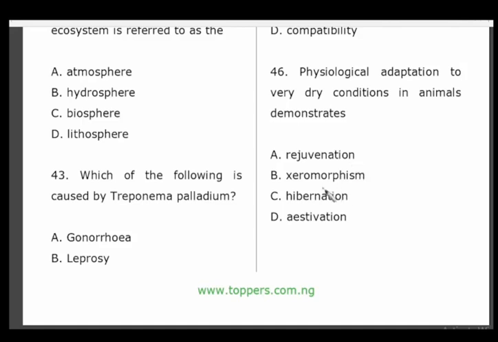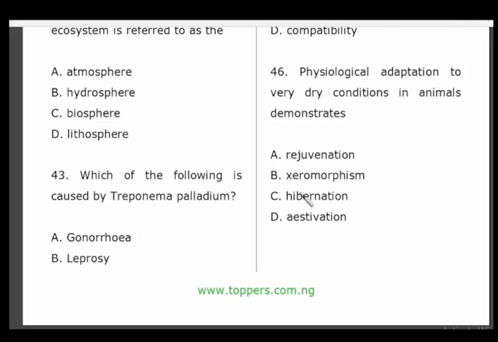Being able to come back to form, that is rejuvenation. Then xeromorphism is only seen in plants. It is a form that plants possess. Plants that are found in environments that do not have water are called xerophytes.